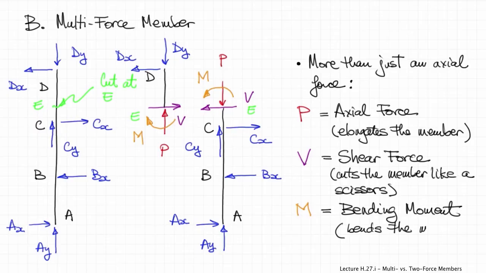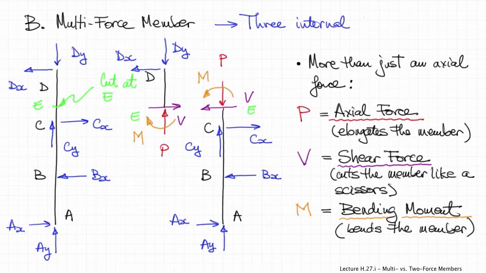And the internal moment is called a bending moment. It's a moment like any other moment, but it's called bending simply because its effect is to bend the member, to try to curve the member through bending. So now we have these three forces inside the member, not just one, three internal forces, which are again the axial force, the shear force, and the bending moment. Very important. Multi-force members have axial force, shear force, and bending moment internally to them.